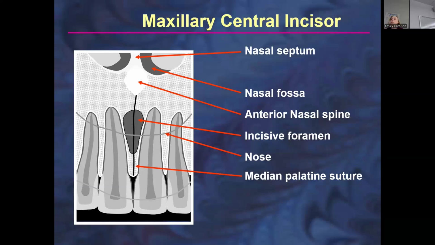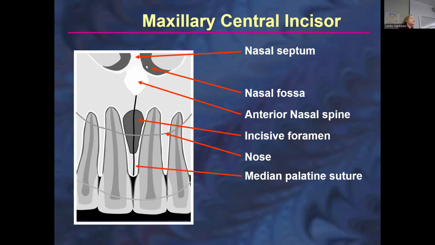Okay, so when we start with the maxillary central incisors, we have several pieces of anatomy to learn about. The nasal septum is the long piece in between the nasal fossa. Sometimes people get confused because they think of a spine as something long and straight, but in this anatomy, our nasal septum is the long, straight piece of thin bone or cartilage, that's in between the nasal fossa.